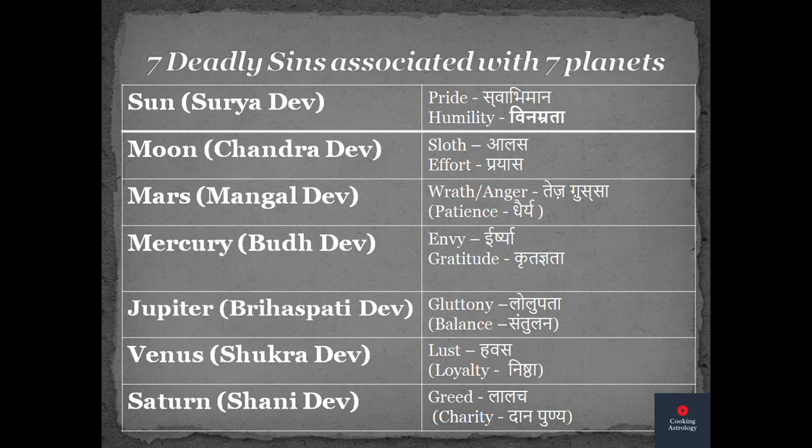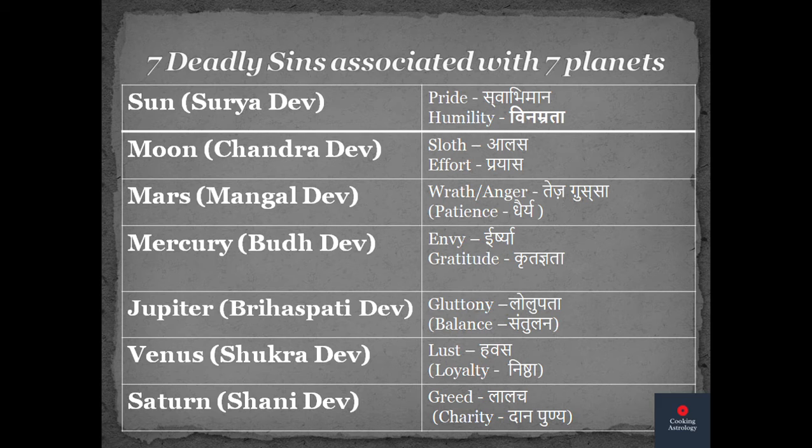Next is planet Jupiter, that is Brihaspati Dev, which is associated with gluttony, that is Lolupta. You continue on eating more and more, and still you are not happy and not satisfied. You must attain the perfect balance. That is a karma which is associated with planet Jupiter.